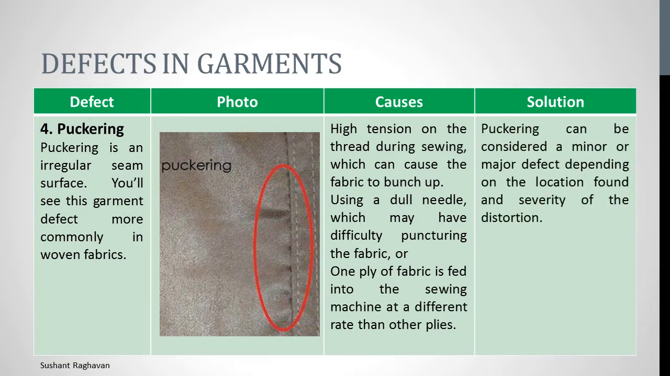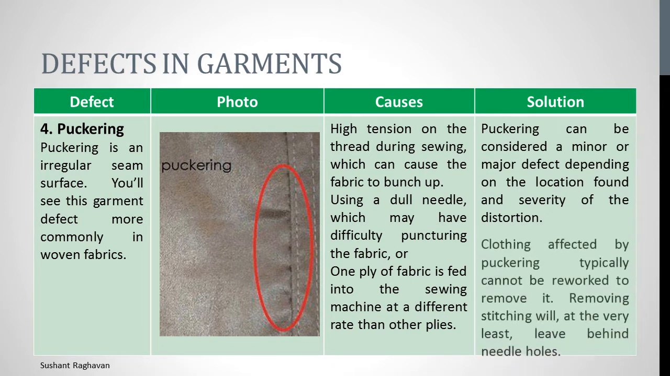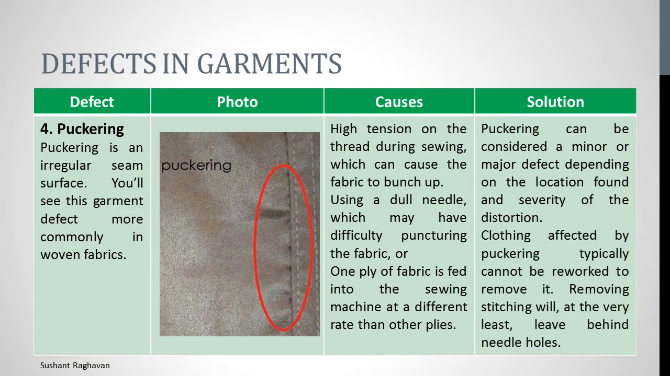Puckering can be considered a minor or major defect depending on the location found and severity of the distortion. Clothing affected by puckering typically cannot be reworked to remove it. Removing stitching will at the very least leave behind needle holes.